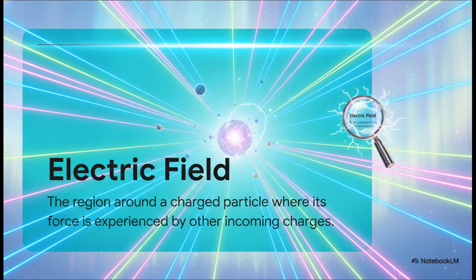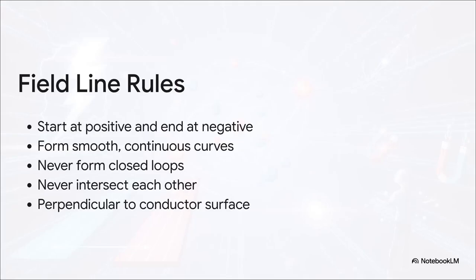So to really understand this mathematically, and to be able to visualize it, physicists came up with the concept of electric field lines. And these electric field lines follow a set of definitive, unbreakable rules. First, they always start at a positive charge and end at a negative one. Second, they are smooth, continuous curves that never just randomly break off. Third, they never form closed loops, meaning they don't circle back on themselves.